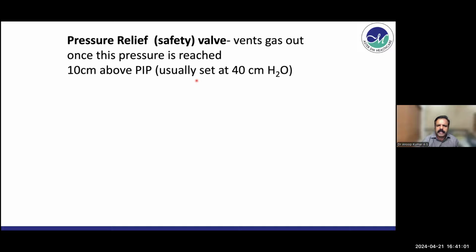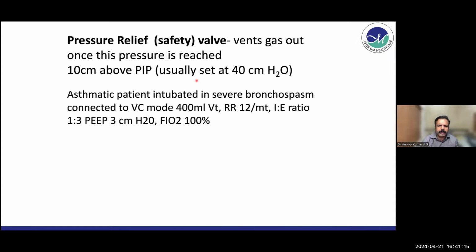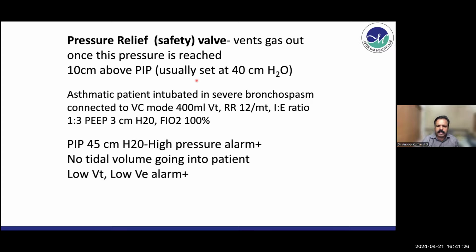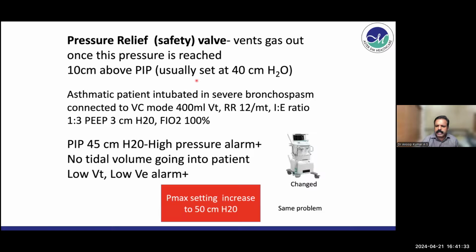Then there are pressure relief or safety valves, which vent the gas out once the pressure reaches 10 centimeters above the inspiratory pressure. Usually we keep it at 40. That's again a safety mechanism to prevent barotrauma. In an asthmatic patient intubated with severe bronchospasm connected to volume control mode, sometimes an inspiratory pressure of 45 or 40 itself will give you high peak pressures and low tidal volume, where you will have to change it accordingly.